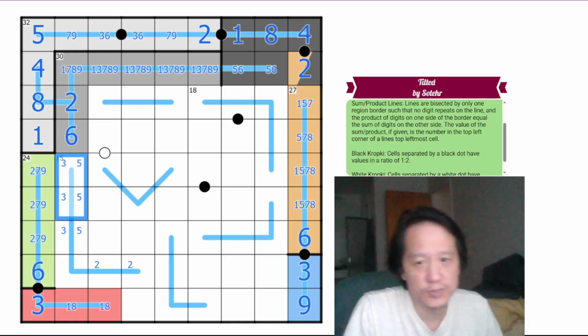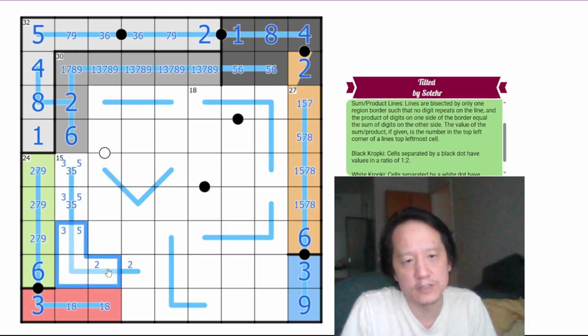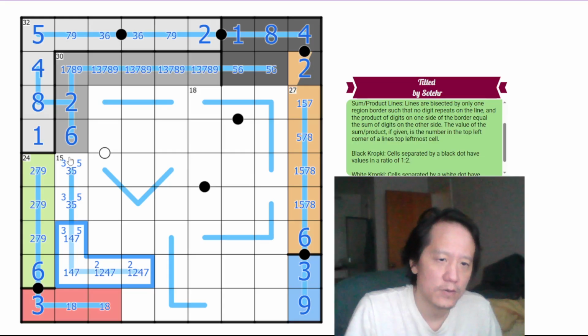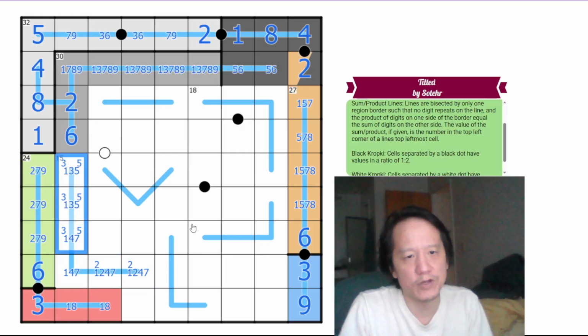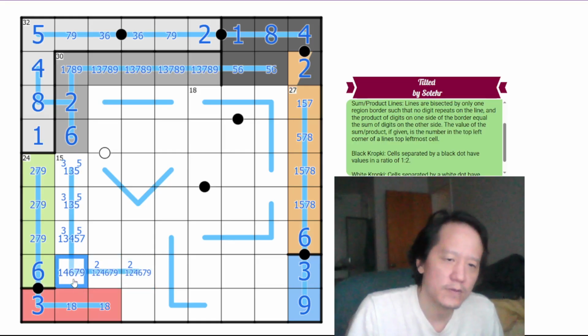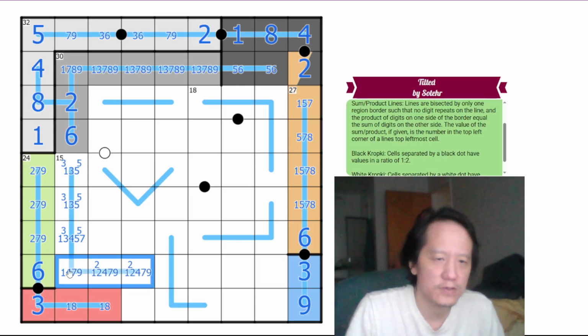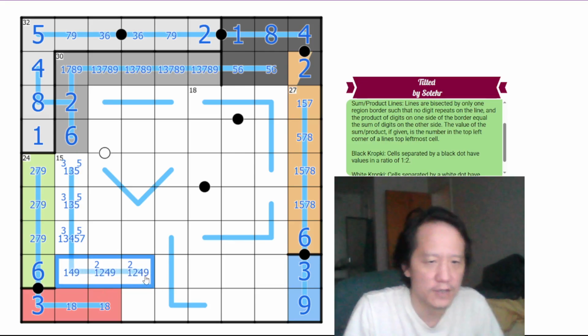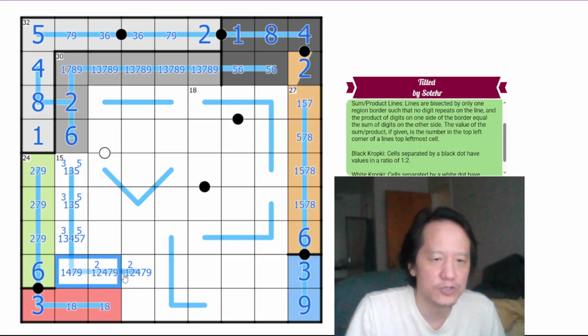So either this is 3, 5, in which case this is 1, 2, 4, and 7. Or this is 1, 3, 5. And this could be 2, 4, and 9. Or 2, 6, and 7. And it cannot be 6 and 7. So it can't be 2, 6, 7. It's 1, 7 still could be here. This could be 2, 4, 9.